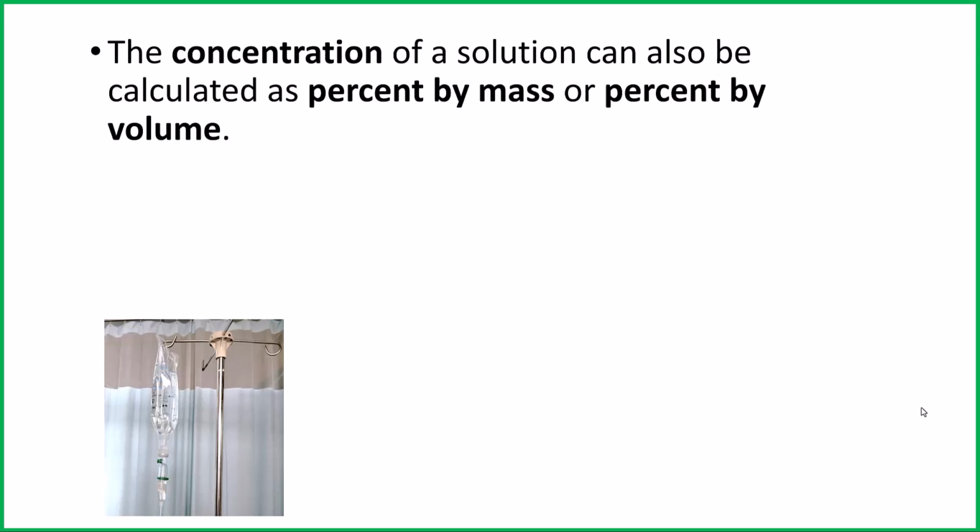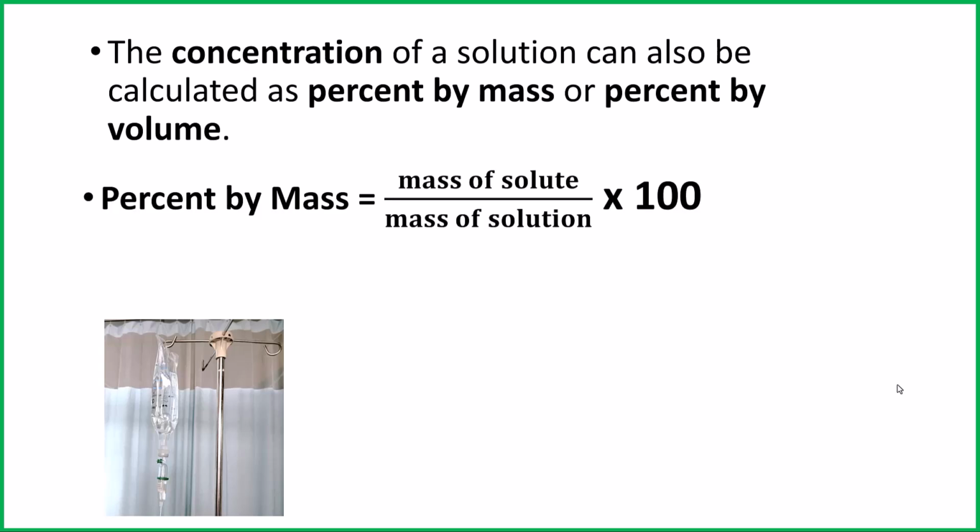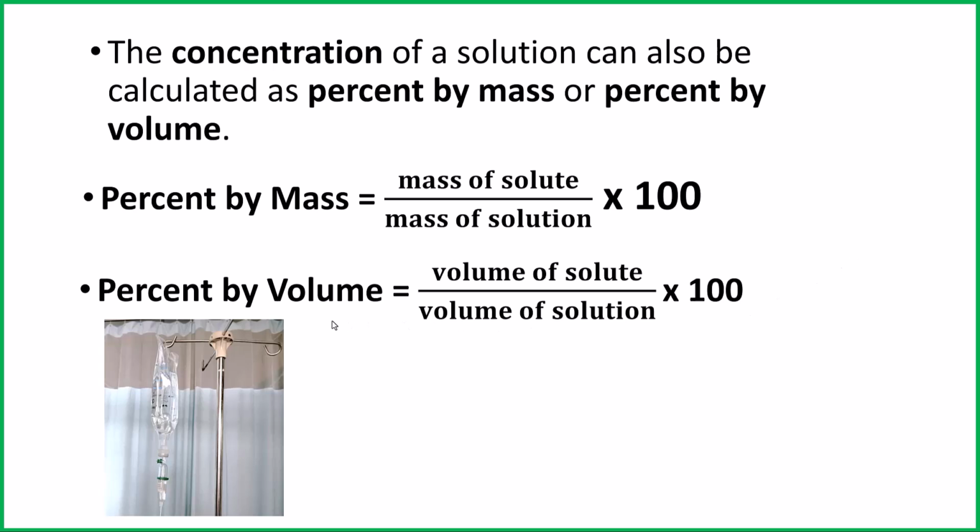The concentration of a solution can also be calculated as percent by mass or percent by volume. So percent by mass is just what it sounds like, the mass of the solute divided by the mass of the whole total solution. So this is very similar to how we would calculate any percent, the mass of a part over the mass of the whole times 100. And percent by volume is similar, volume of the solute divided by volume of the total solution times 100.